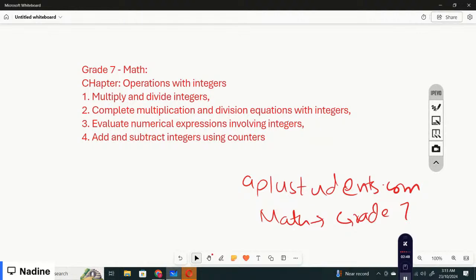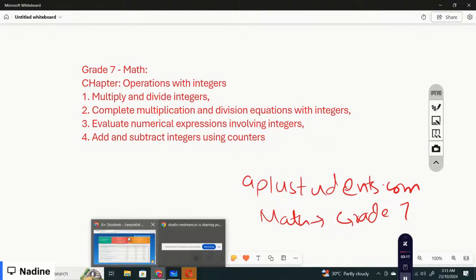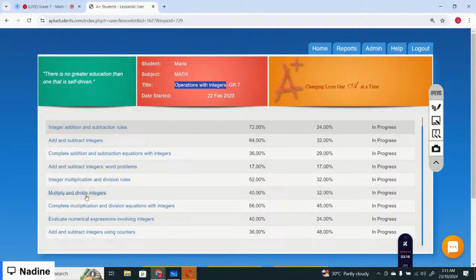The lessons we're going to cover today are multiply and divide integers, complete multiplication and division equations with integers, evaluate numerical expressions involving integers, and add and subtract integers using counters. So please make sure you have your notebook and pencil so that you can note down the important examples and definitions as well. Let's start with the lesson multiply and divide integers.